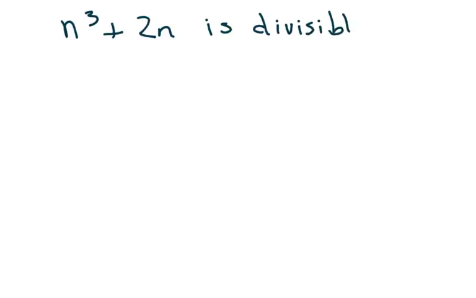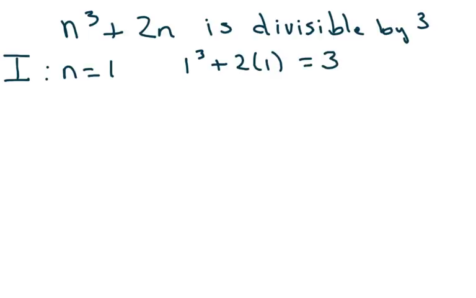We have n cubed plus 2n is divisible by 3. So I'm going to check for condition 1. Plug in 1. You get 1 cubed plus 2 times 1. That equals 3. Is that divisible by 3? Of course it is. 3 can divide itself. So it's true.